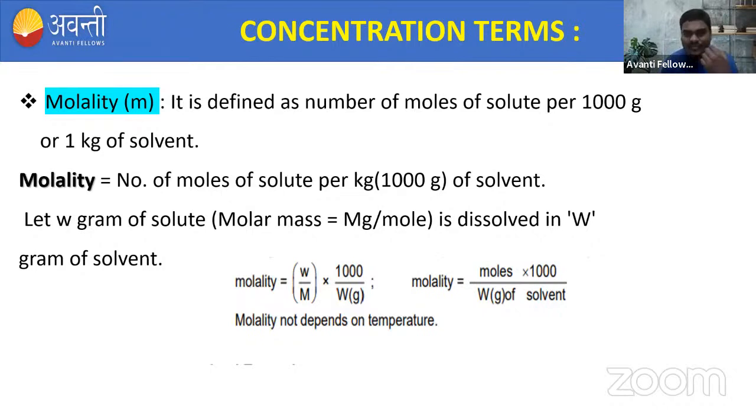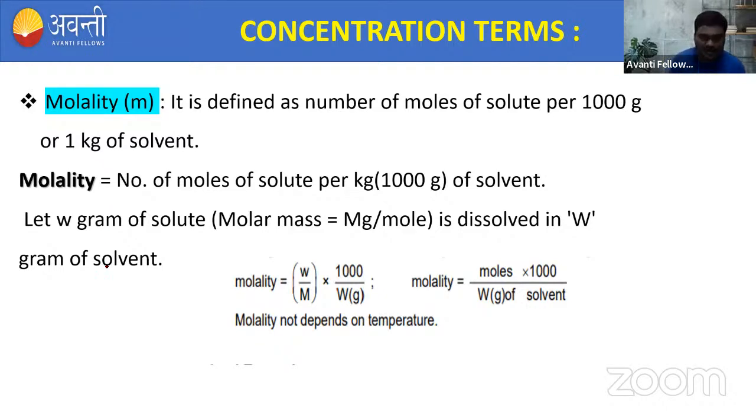We can define molarity as the number of moles of the solute present per liter of the solution. So in molarity, we are considering per liter of the solution. But in molality, we are taking solvent mass, that is per 1000 gram, or 1 kilogram of the solvent. That is the number of moles of the solute present per kilogram of the solvent, right? So this is how we find the molality of the solution.